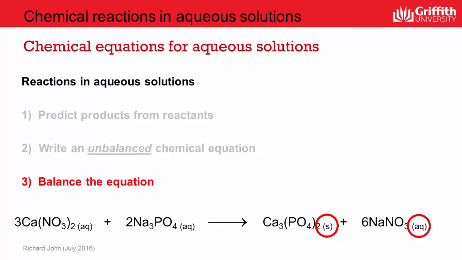So, for example, calcium phosphate. Most phosphate salts are insoluble, the only exceptions being the group 1 metal salts, sodium phosphate, lithium phosphate, potassium phosphate, etc., and also ammonium phosphate. So calcium is not one of those exceptions, so calcium phosphate will form an insoluble salt and will therefore have the S subscript. Sodium nitrate will have the aqueous subscript.